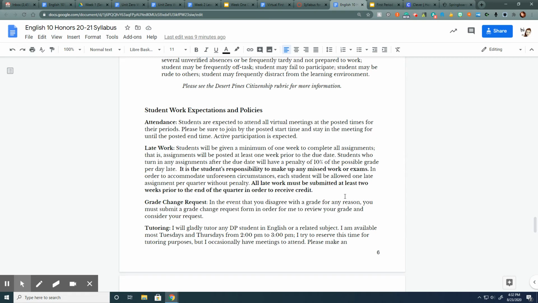If you turn in an assignment late after the due date, you will be penalized 10% of the possible grade per day late. And per day means per day. That includes weekends and holidays because you can turn things in online. So those days count. And that will just continue until it's worth 0. So don't have that happen.